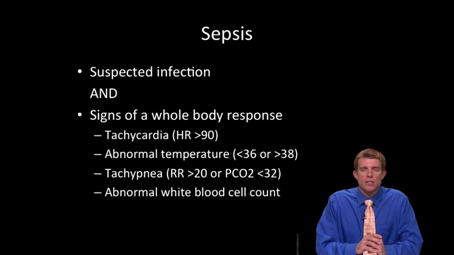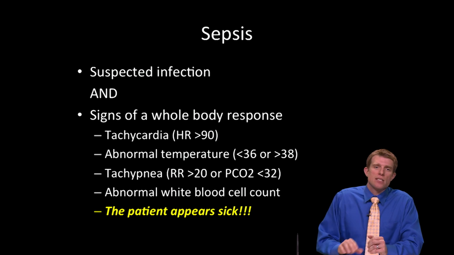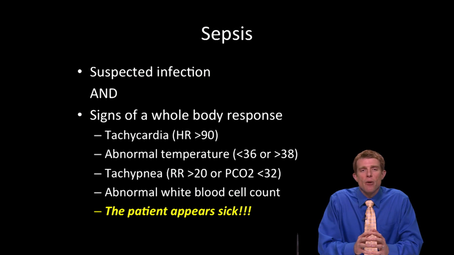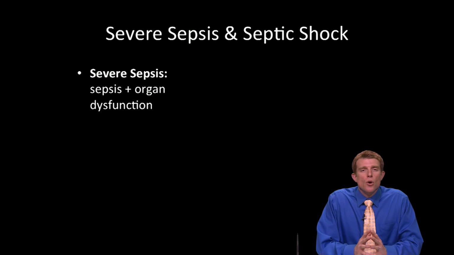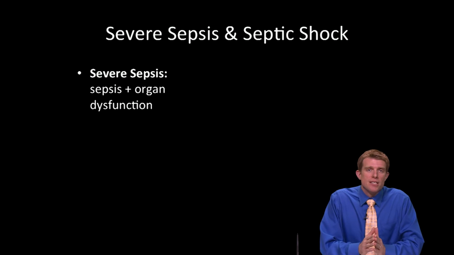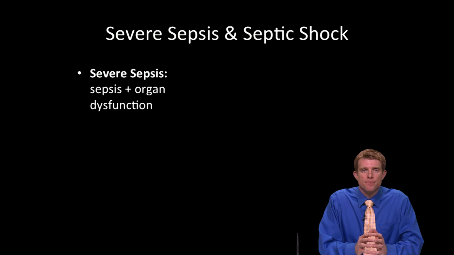The SIRS criteria are useful to some degree though, but they alone are not the only signs of a whole body response. And one of the other things I like to throw in there is that the healthcare provider thinks the patient looks sick. So if you have a patient that you think looks sick and you think that it's probably due to an infection, that patient would be a patient I would classify as sepsis. That is an important group to distinguish, but the group that we really want to catch is those patients that are in severe sepsis and septic shock.